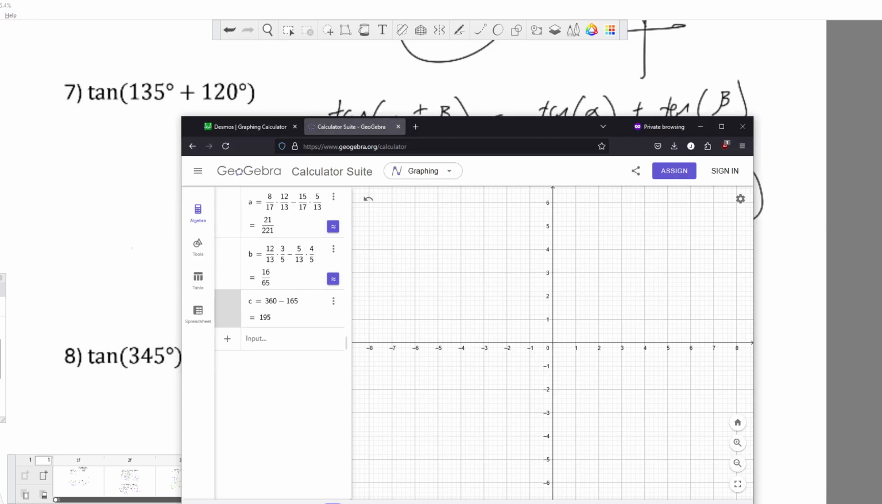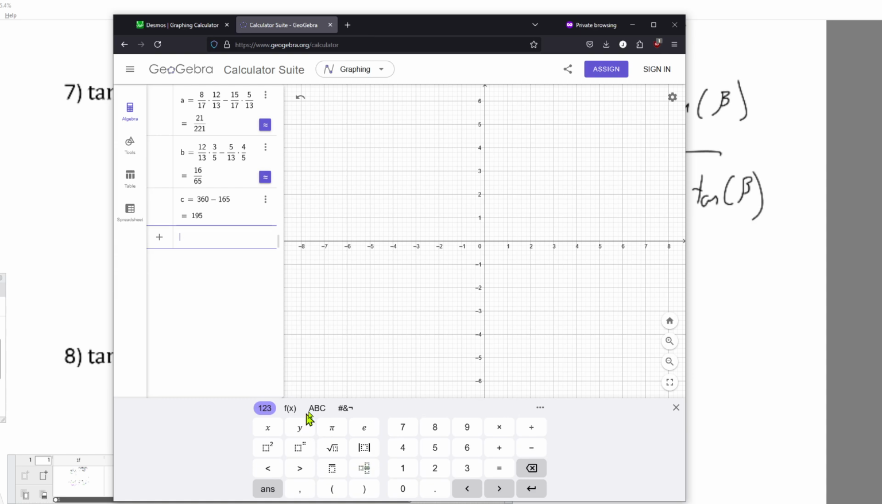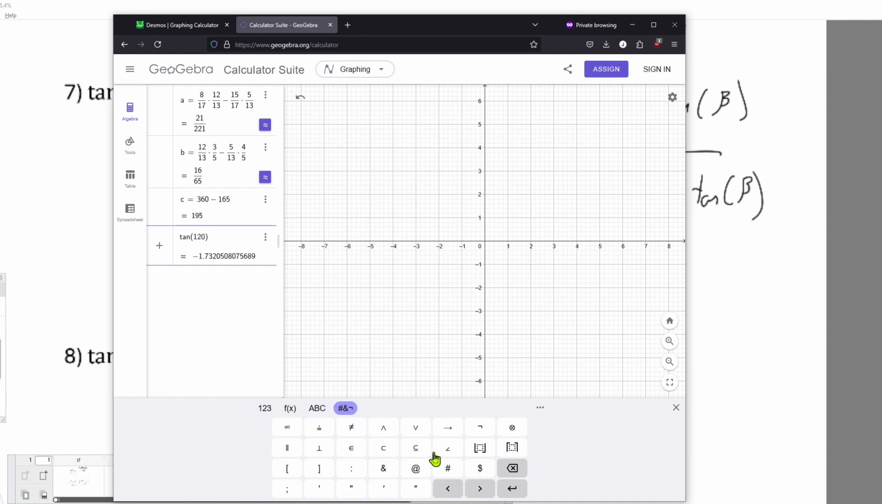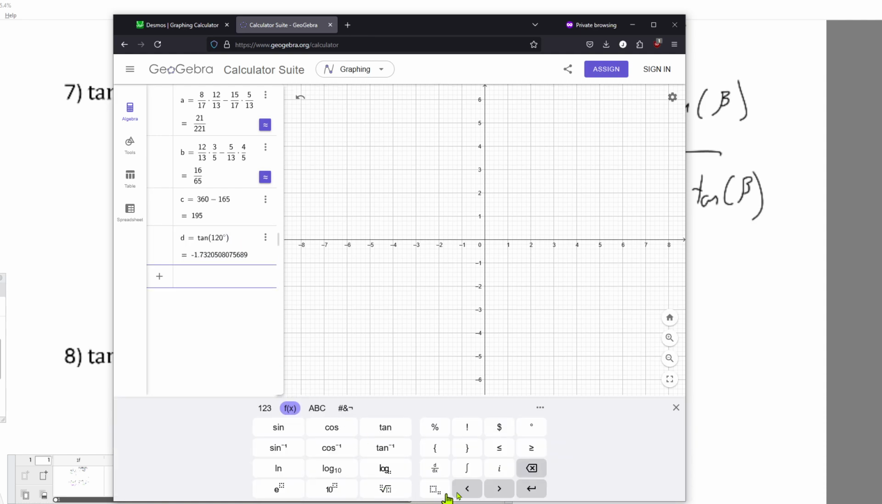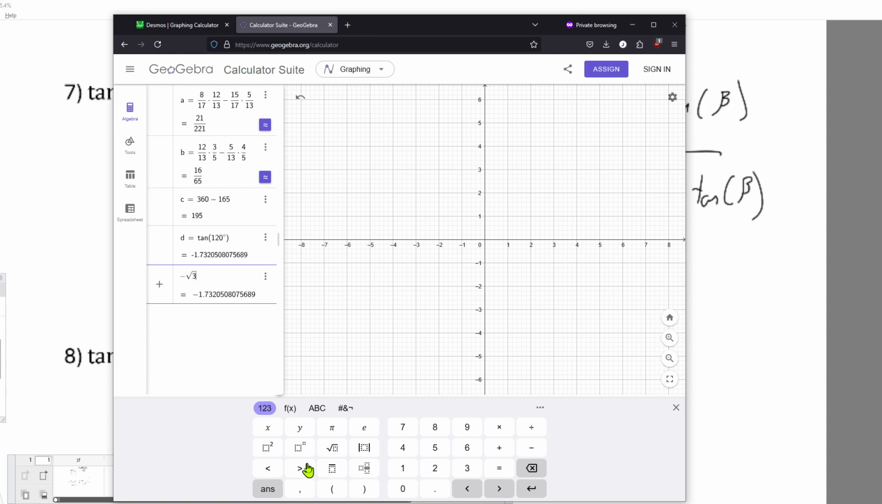If I really want to double check, punch it into here. So we could do tangent, where's the degree button on this thing? There it is. Oh. Yeah. It was already in degrees. So, yeah.